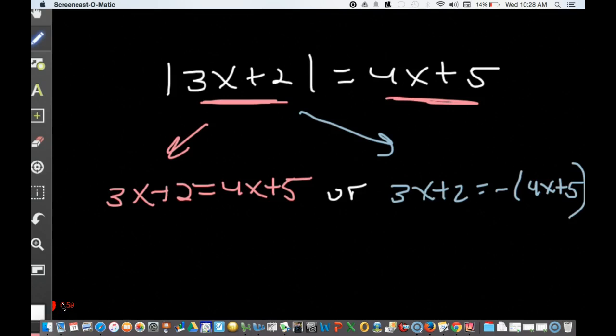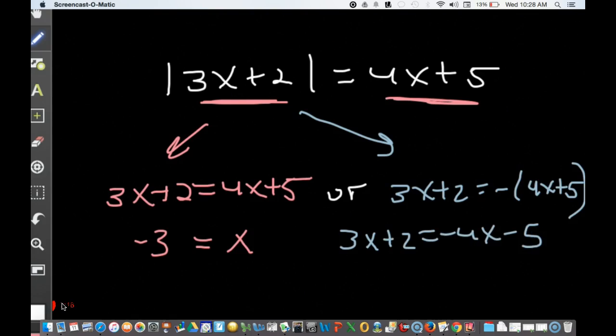Again, we're going to solve this. If I subtract 3x from each side here, I'm going to get x. If I subtract 5 from each side here, I'm going to get 2 minus 5 is negative 3. If I go here, I'm going to have to do a little bit more work. I'm going to get 3x plus 2 equals negative 4x minus 5. If I add 4x to each side, I'm going to get 7x. Subtract 2 from each side, I'm going to get negative 7. And I'm going to get x equals negative 1.